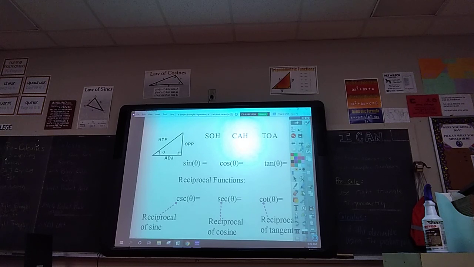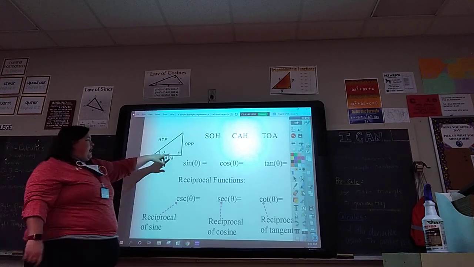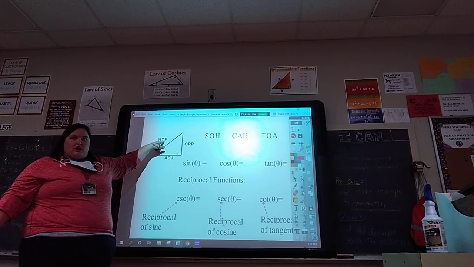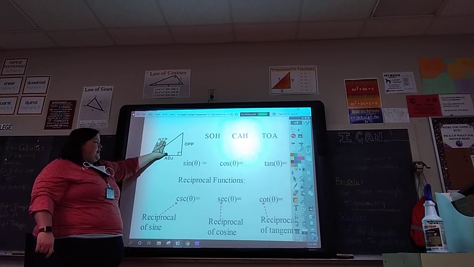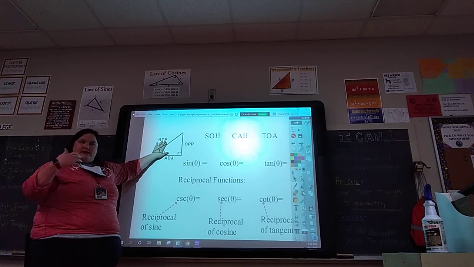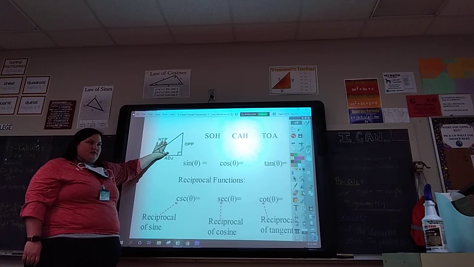Okay, and I just abbreviated it because otherwise it would be too long. I was labeling the triangle. So the hypotenuse is always across from the right angle, okay? Because it's always your largest side. So wherever you see your right angle, the side across from it is the hypotenuse. That's always the easiest side to label because that side never changes, okay?